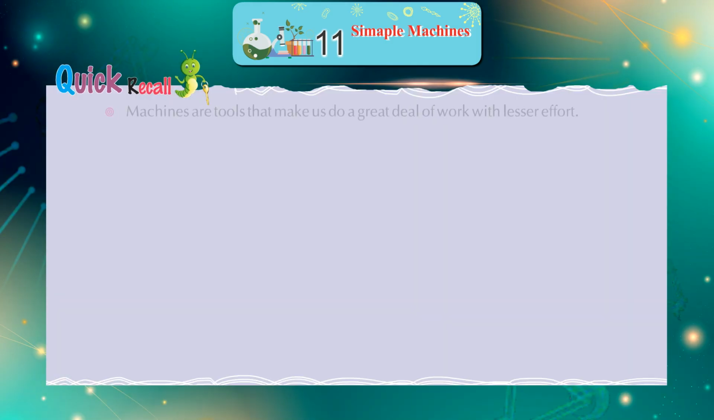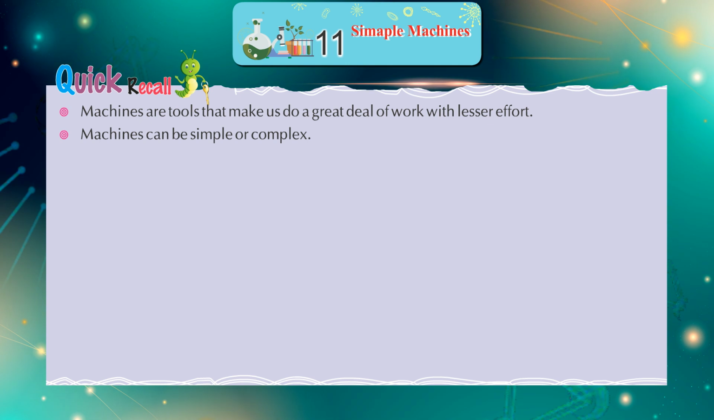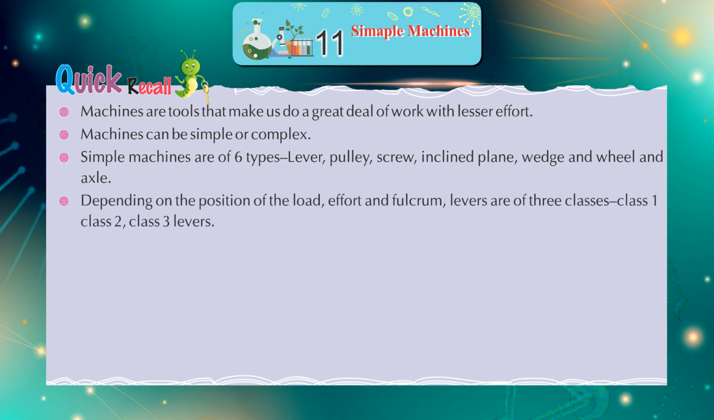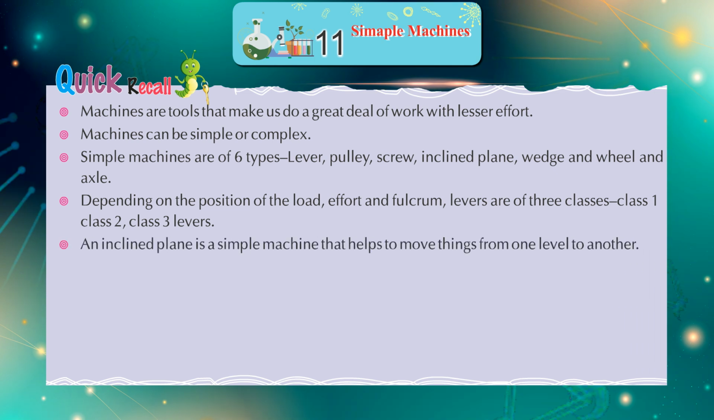Quick recall. Machines are tools that make us do a great deal of work with lesser effort. Machines can be simple or complex. Simple machines are of 6 types: lever, pulley, screw, inclined plane, wedge, and wheel and axle. Depending on the position of the load, effort, and fulcrum, levers are of 3 classes: Class 1, Class 2, Class 3 levers. An inclined plane is a simple machine that helps to move things from one level to another.